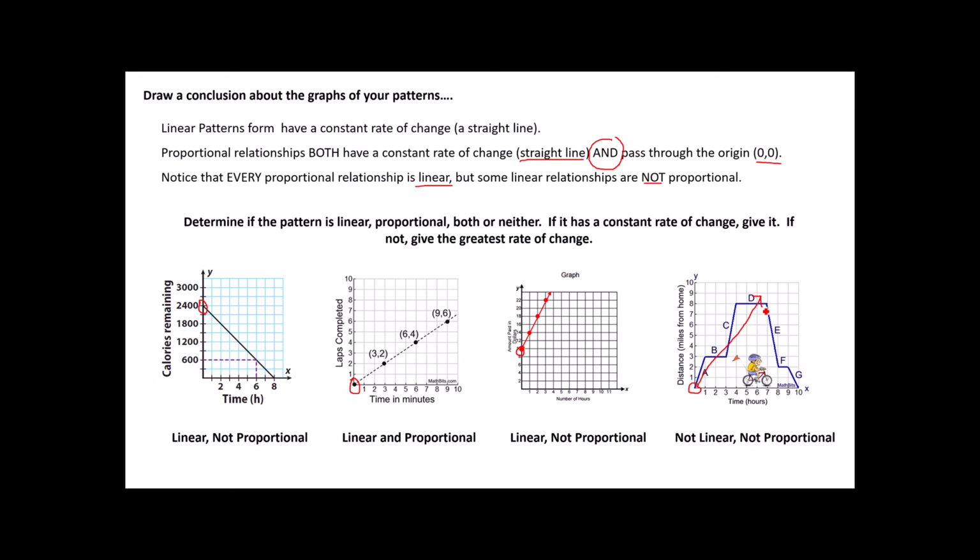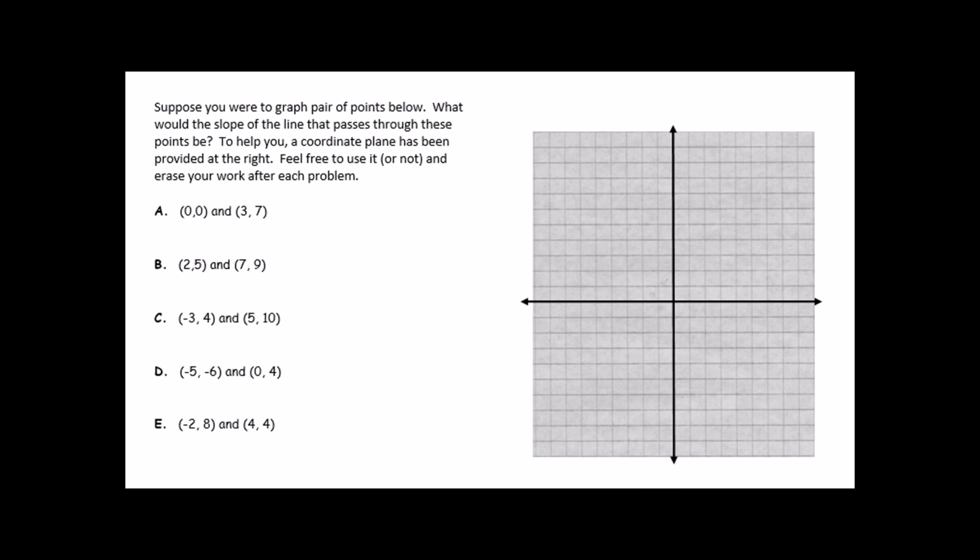Not too bad, right? Okay, one last idea I want to throw out at you, and that's this. Suppose you were to graph two pairs of points. What would the slope of the line be that passes through these points? For example, if I have 0, 0 and 3, 7. Your slope is how steep or slanted your line is. In other words, your slope is how quickly it goes up and down. Remember, up and down is the y-axis compared to how it goes side to side.